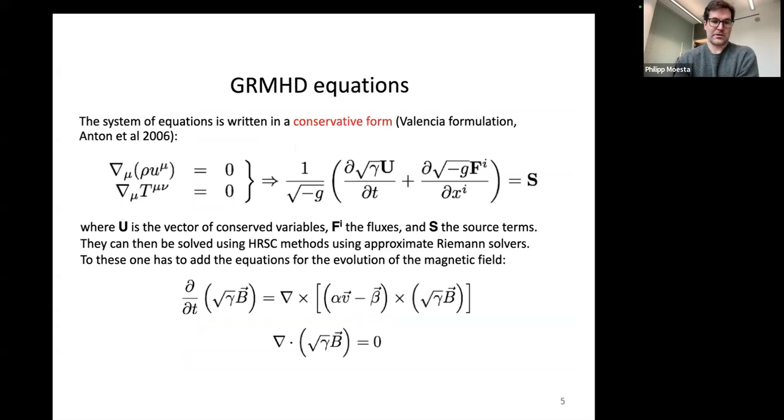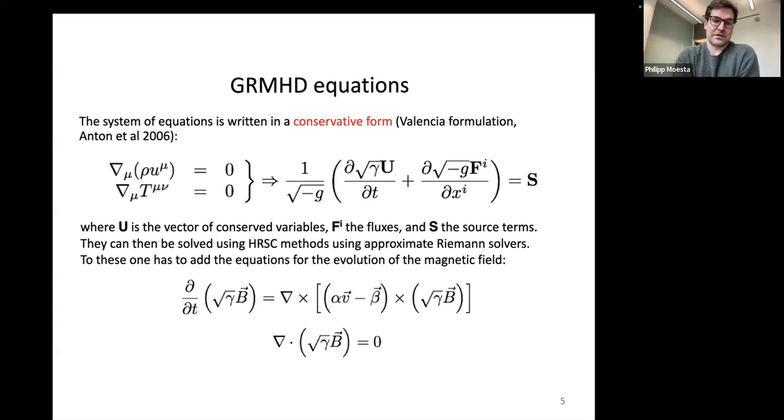So what are we talking about here when we look at some of these conservation laws? You can basically go and look at a paper that introduces the Valencia formulation. This was in 2006 by Anton et al.